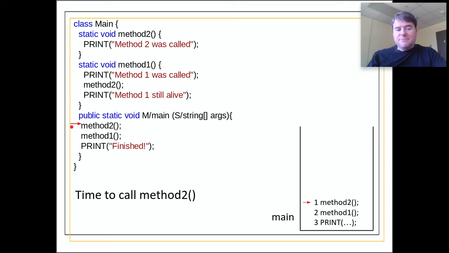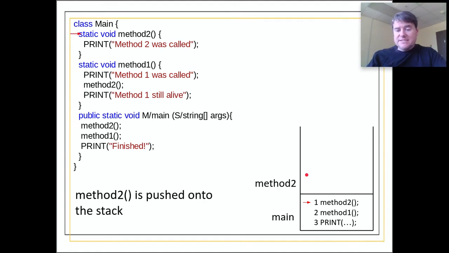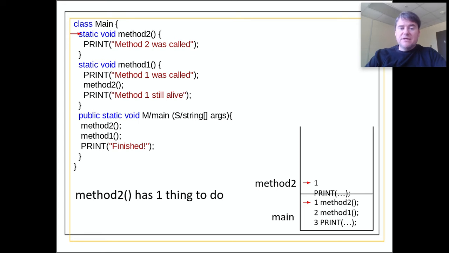So what happens? Well, method 2 is a whole other method, and so that needs to be added onto the stack above the main method. And that's exactly what's going to happen. Method 2 gets pushed on there, and it has 2 statements. So they get put on there. The first statement is just the signature of the method, which really doesn't actually do anything. That's what the 1 is there. And the second statement is a print statement.